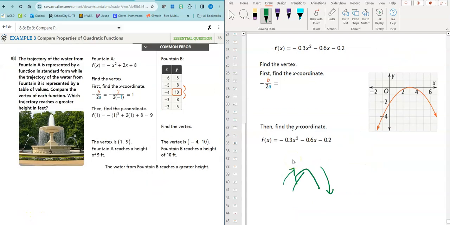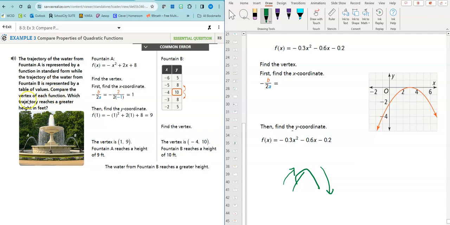All right, this is the last example we're going to go over. Example 3, we have 2 fountains here. The trajectory of the water from fountain A is represented by this function, and the trajectory of fountain B is represented by this table of points. We are going to compare pieces of these quadratic functions in order to compare the fountains.